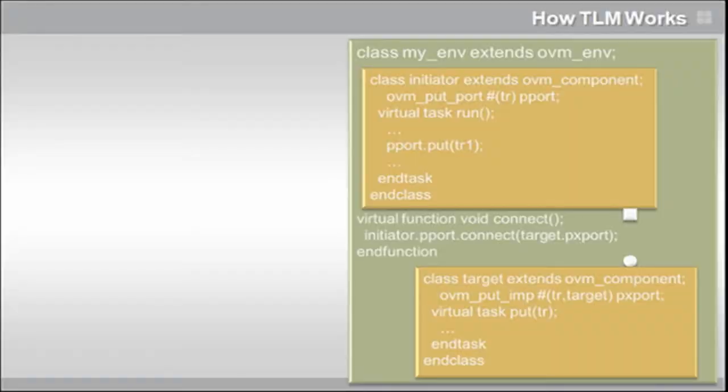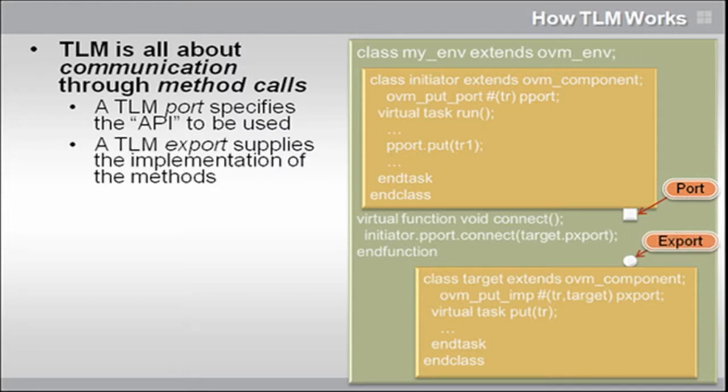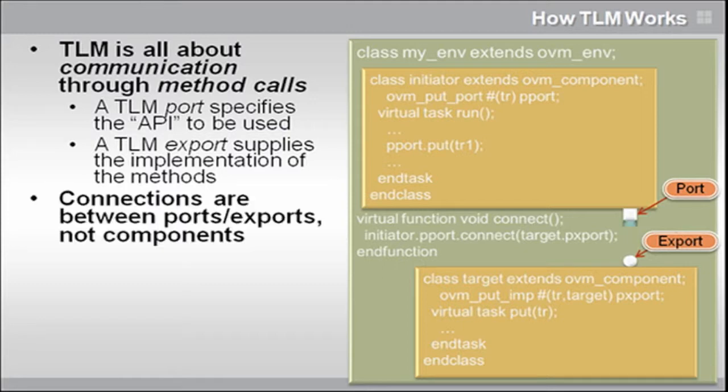So the way TLM works in OVM is it's all about communication through method calls. We have a thing called a port, which specifies essentially an API to be used when communicating. So in this case, the initiator on top calls a method put, in this case of the put port, and the export on another component supplies the implementation of that method. So when the initiator calls put.put, the method that actually gets called is the implementation specified by the target.